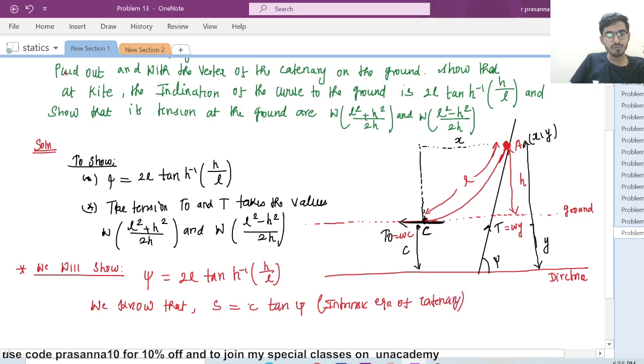Now if I find the value of C and bring C to this side, we need to find the value of C first, right? We will substitute this value of C here, and then we can find psi easily. Let us mark this as equation number 1.